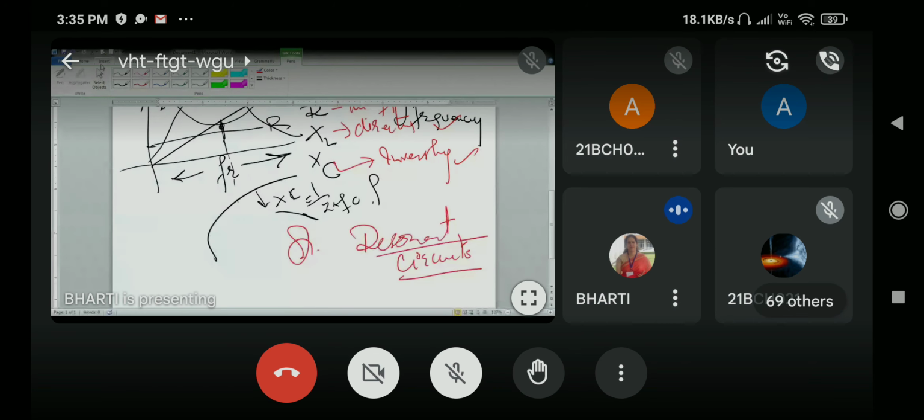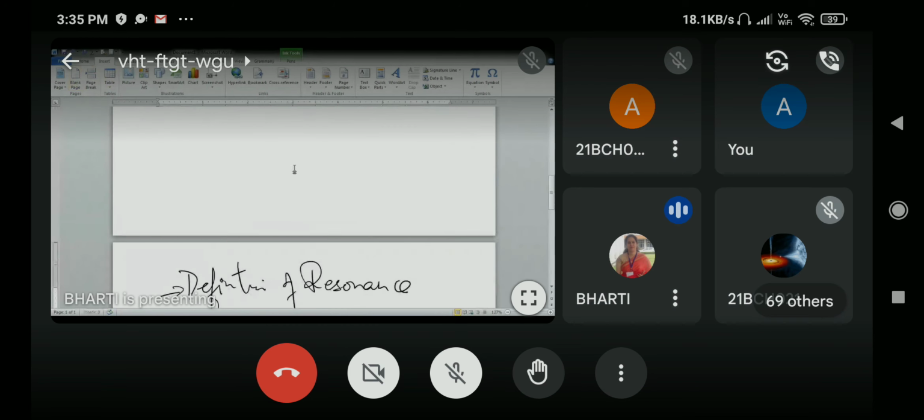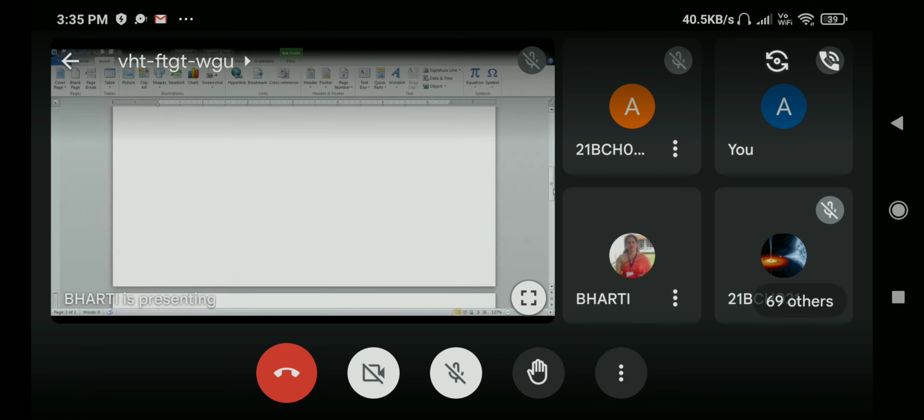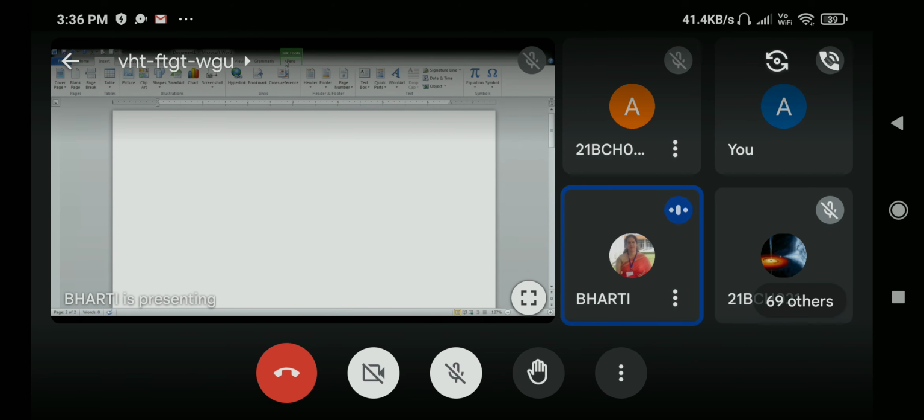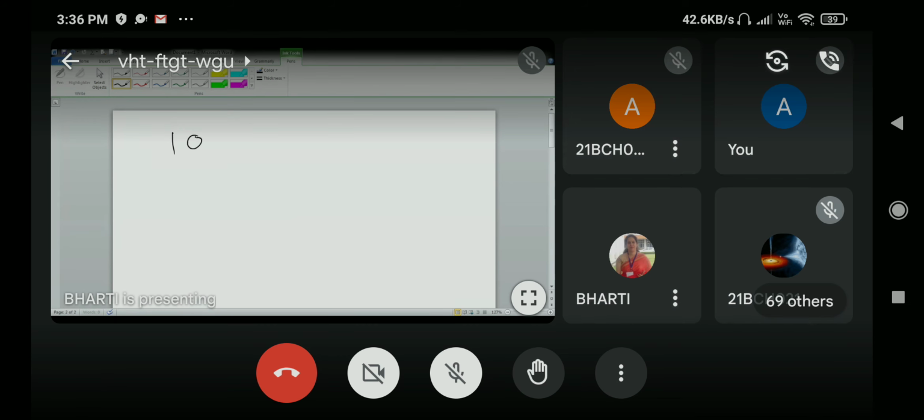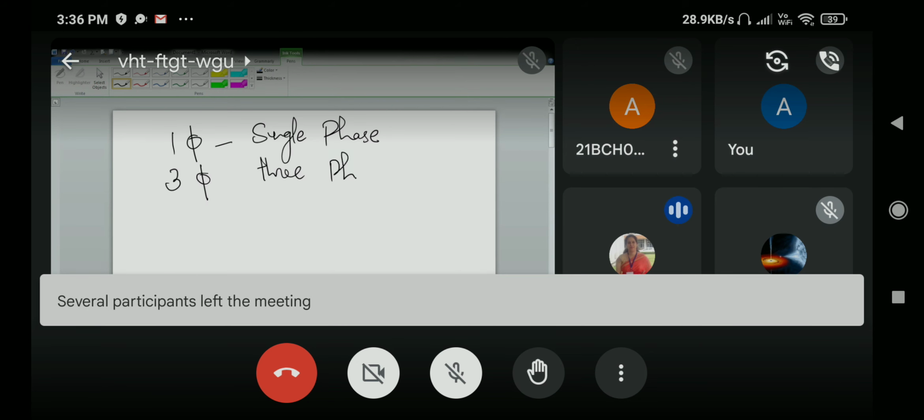So this is clear to you till this? Yes, ma'am. Okay. We will just go with some of the basics, and in the next class we will start with the chapter. Can you tell me, we call single phase and three phase. Do you know the difference between the two?